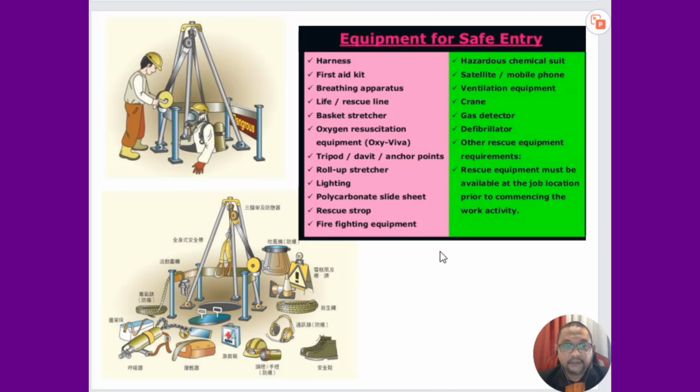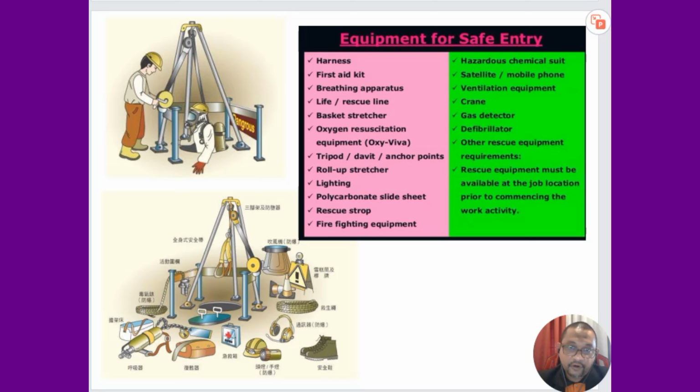Number three is ventilation equipment such as blowers and fans. This equipment is used to ventilate the space by supplying fresh air or extracting hazardous gases. Ducting, okay, flexible ducts are used to direct air into or out of the space.